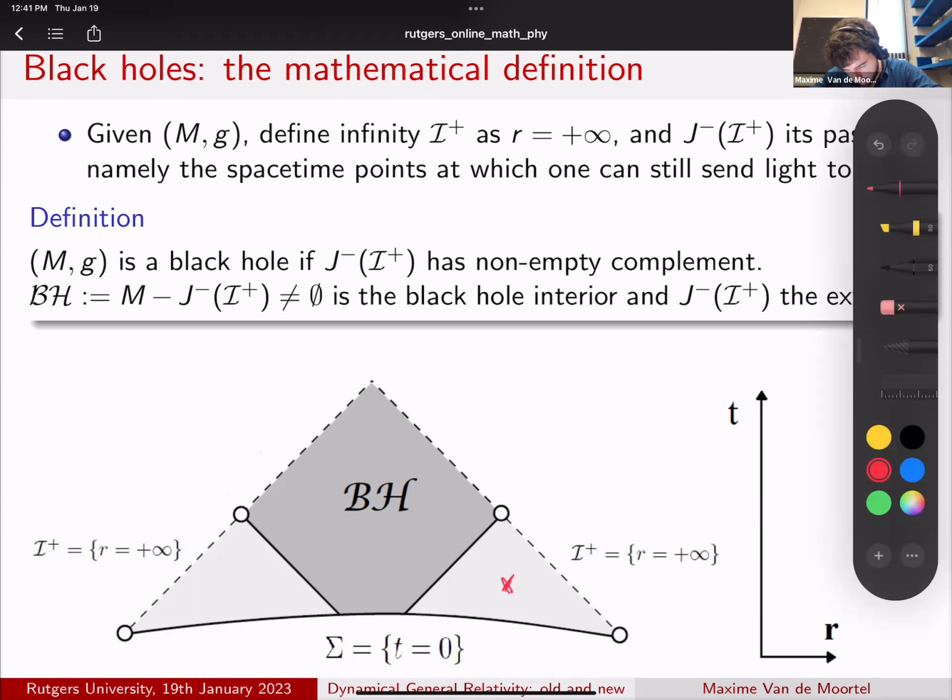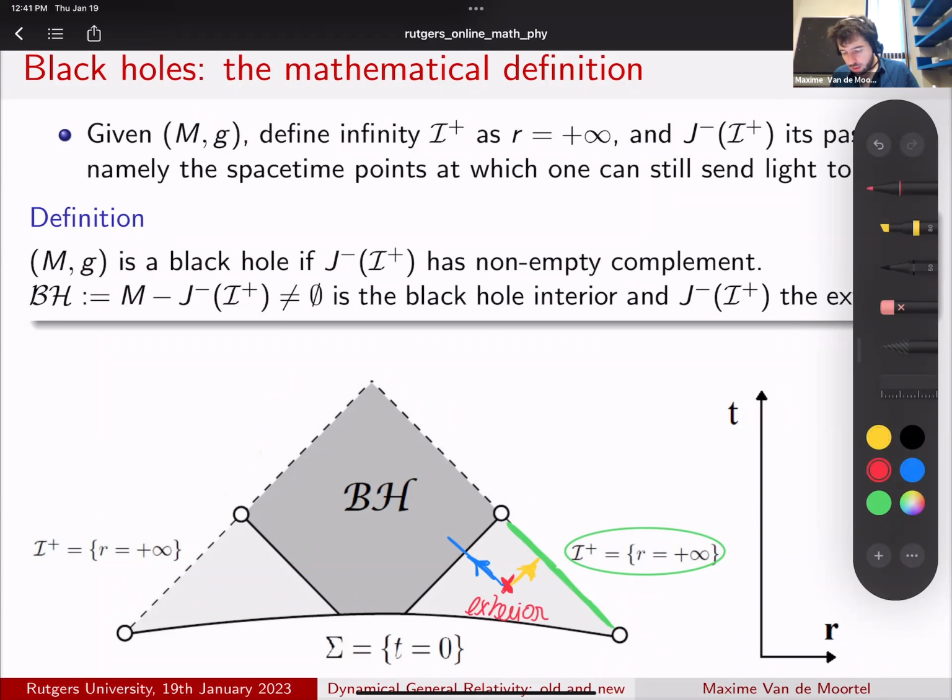If you're here, remember that light goes at 45 degrees. So I'm here, I can send a ray of light here. And here what I've done is that I've drawn this infinity at finite distance, just to make the drawing a little bit more legible. So this is infinity, what I drew in green. You see, I can send a ray of light here to infinity. I can also send a ray of light towards a black hole if I want, that's fine. So I have two choices, right? I can send a ray of light outward, the yellow one, to infinity. I can send a ray of light inward, towards the black hole, but I can reach infinity nonetheless. So that means that here I am in the exterior of the black hole.